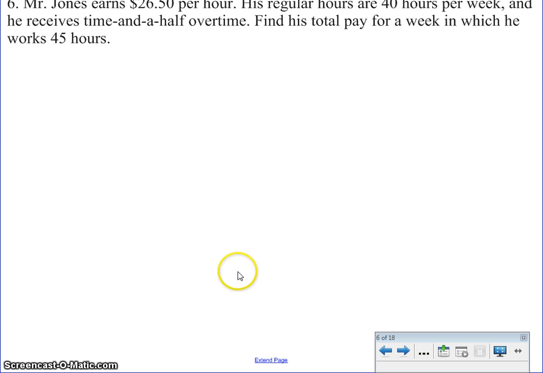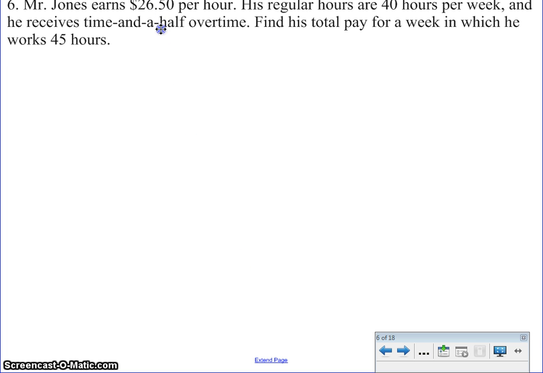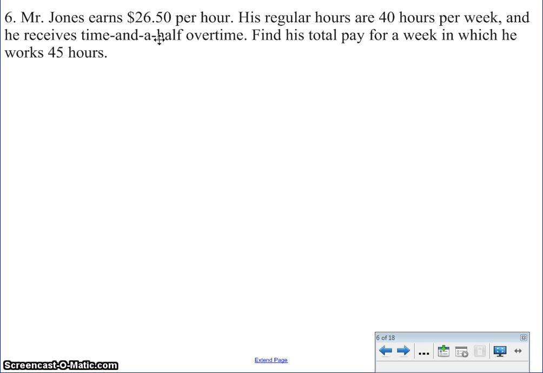All right, number 6, it says Mr. Jones earns $26.50 per hour, and he works a 40-hour work week. If he receives time and a half overtime, find his total pay for the week in which he works 45 hours. So the first thing we're going to do is find his regular pay.